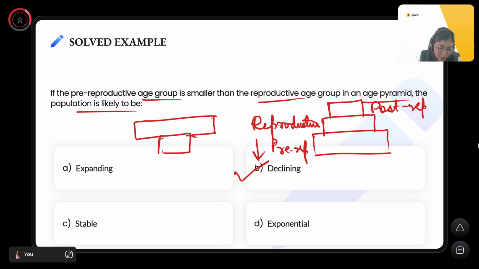व्हाई? बिकॉज if the pre-reproductive segment, the base, is significantly narrower or smaller than the current reproductive segment, it means that the fewer individuals will step up to reproduce for the next generation. And what will happen? Ultimately, this will result in declining the population. Okay.